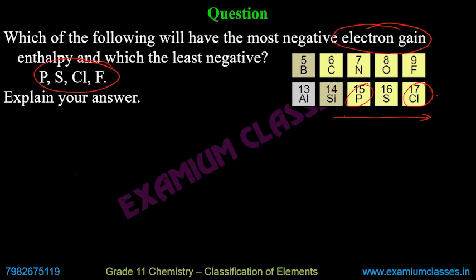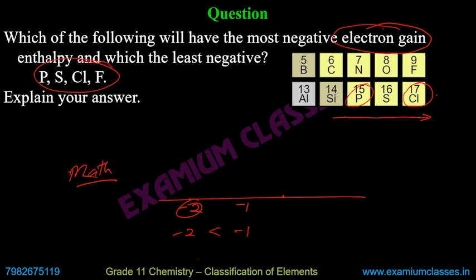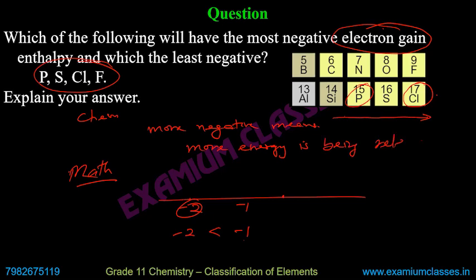So in mathematics, suppose you say something is more negative on the number line, -1, -2 is more negative. So -2 is less than -1. But in chemistry, this is not the concept. In chemistry, more negative means more energy is being released. That's it. The negative sign just says that this energy is coming out of the atom, nothing else.